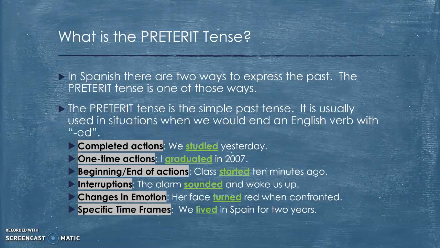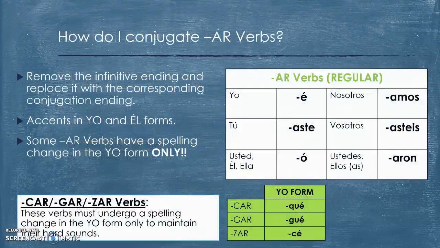So how this would look in English is something like, we studied yesterday. I graduated in 2007. Class started 10 minutes ago. The alarm sounded and woke us up. Her face turned red when confronted. And we lived in Spain for 2 years. So those are kind of the uses, but we really need to focus in on how do I conjugate.